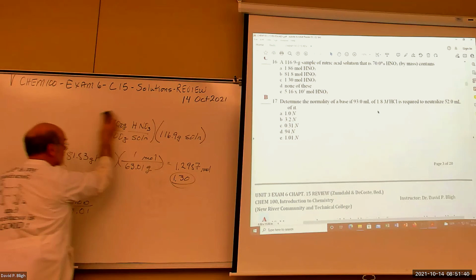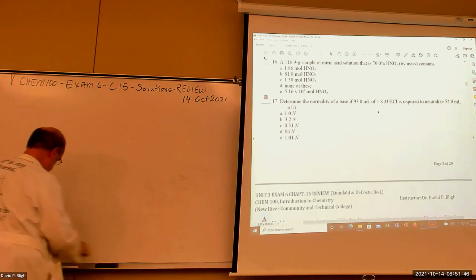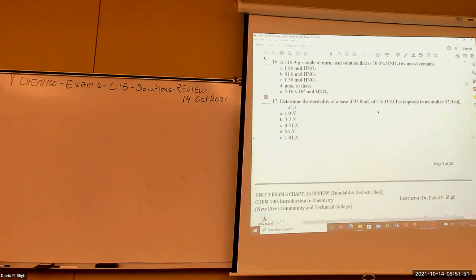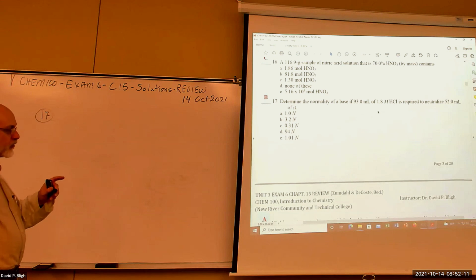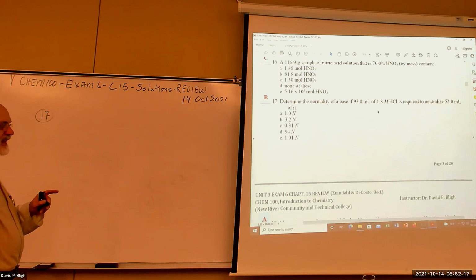That was number 16. Let's see, that's number 17. We'll do 17 also. Determine the normality. 17. So we're looking for the normality of a base if 93.0 milliliters of 1.8 molar HCl is required to neutralize 52 milliliters of it.